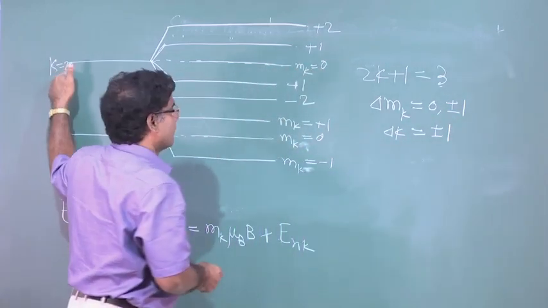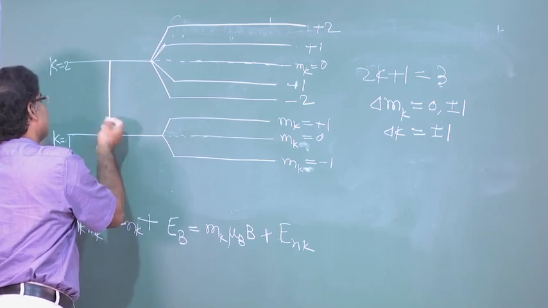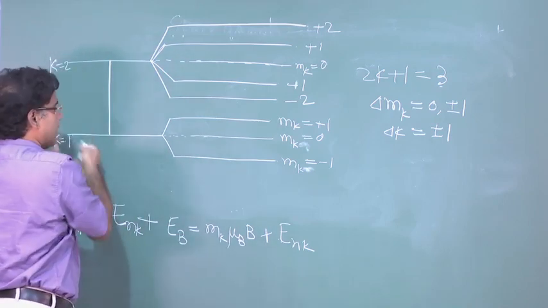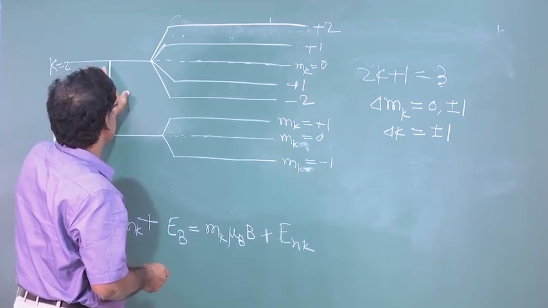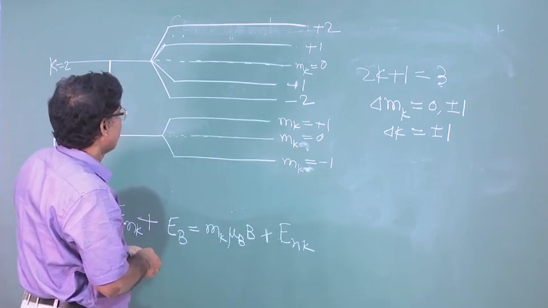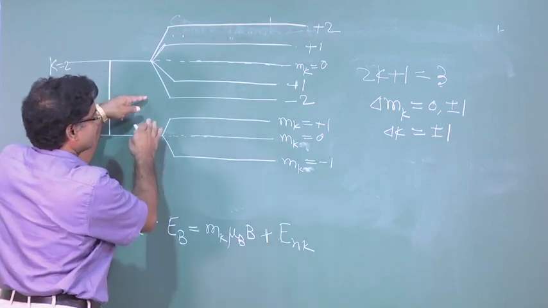So, here del k is 1. Whatever the energy, one spectral line, del k is plus minus 1. Now, this energy level here, after applying the magnetic field following this transition rule, if I draw, then you can see.